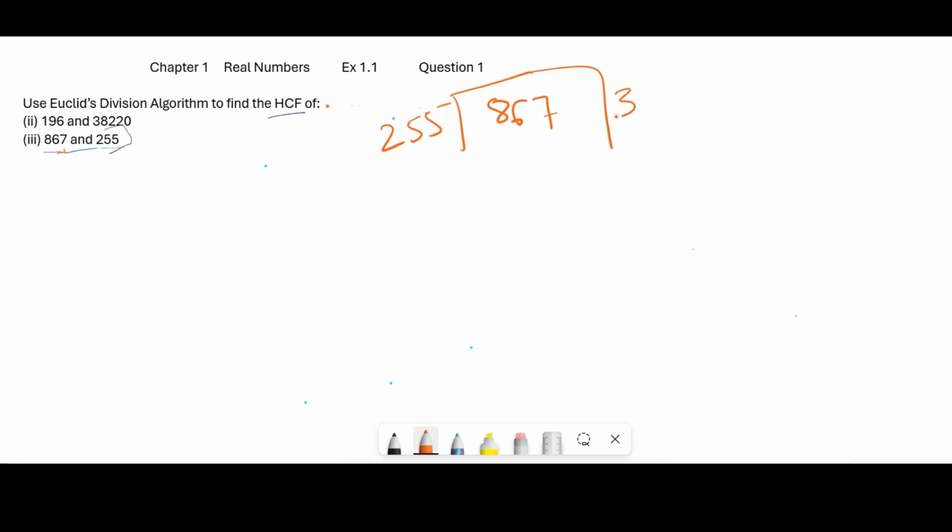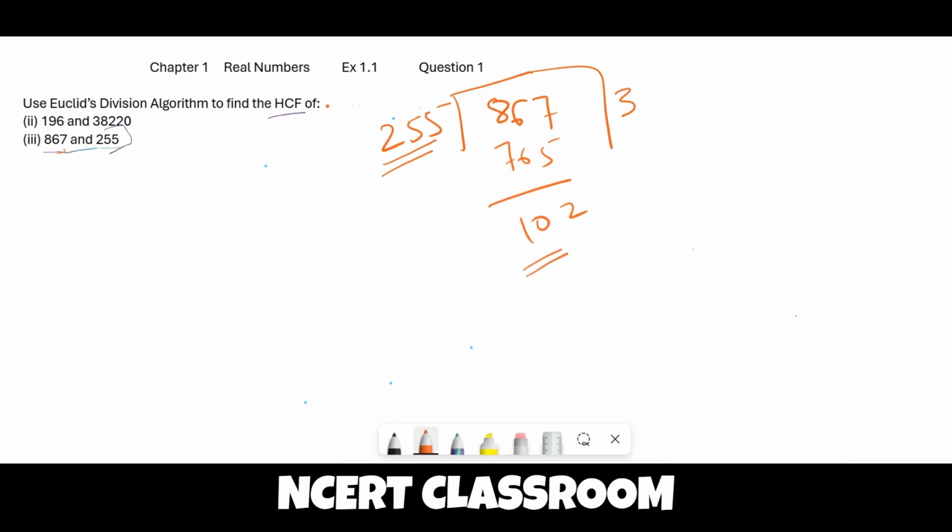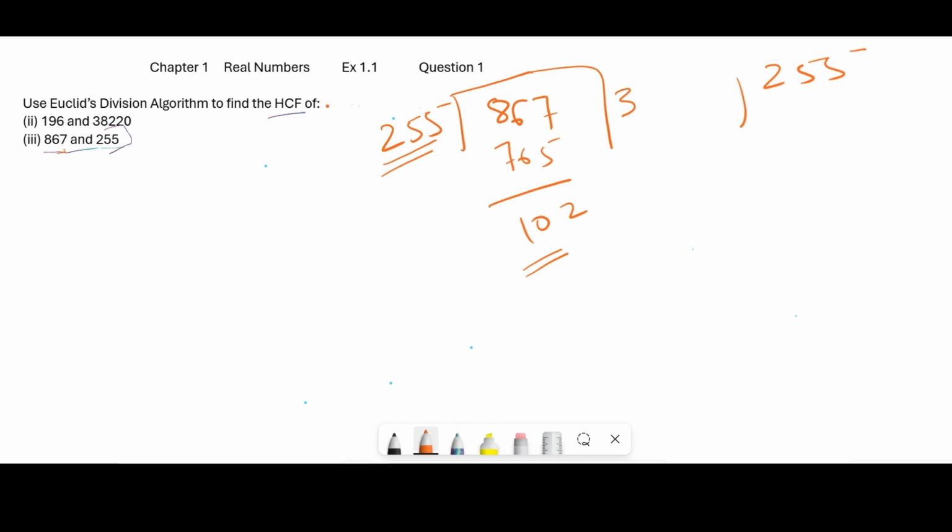So 3 times 255 comes to 765. The remainder will come like 102. Okay, so we do not get the remainder as 0, so we need to divide this one with this one now. Okay, so we need to divide 255 with the help of 102. When we divide this one, it will come up 2 times 204 and the remainder is 51.